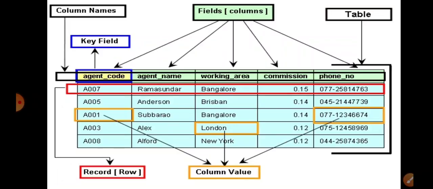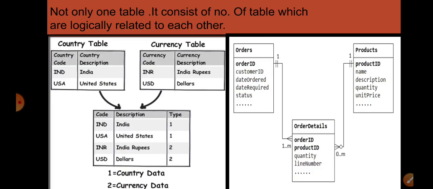So, an organized collection of information that contains data in the form of table. Not only one table, it consists of a number of tables which are logically related to each other. You can see in one example, country table and another is currency table.